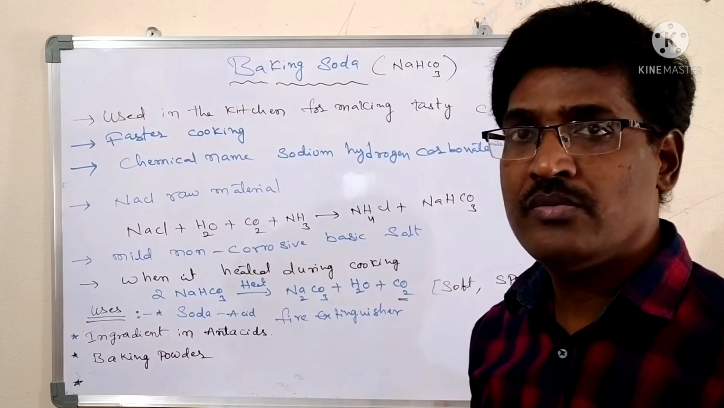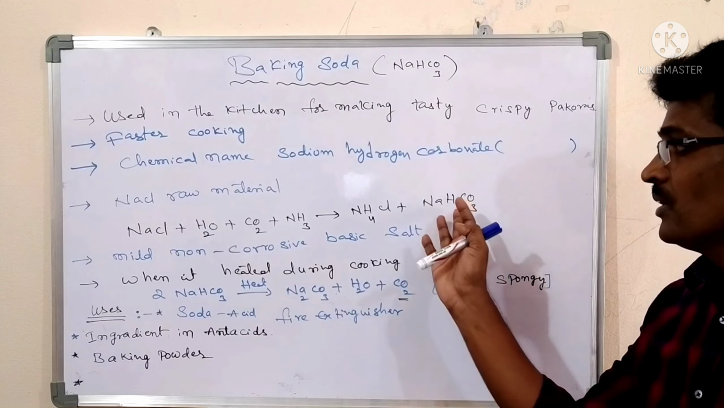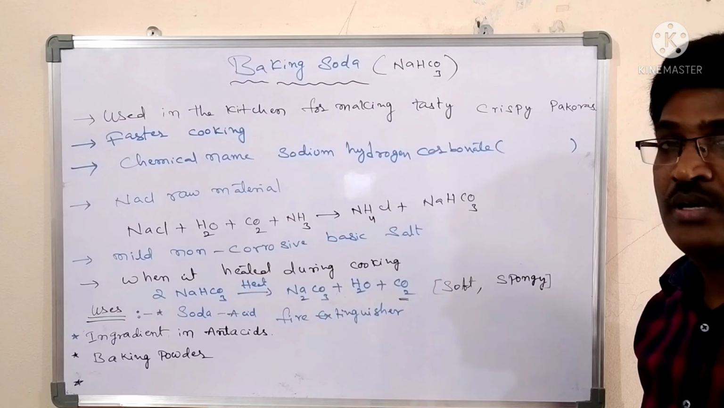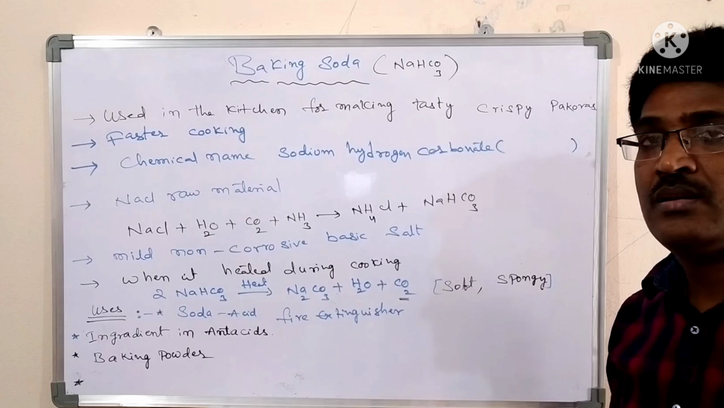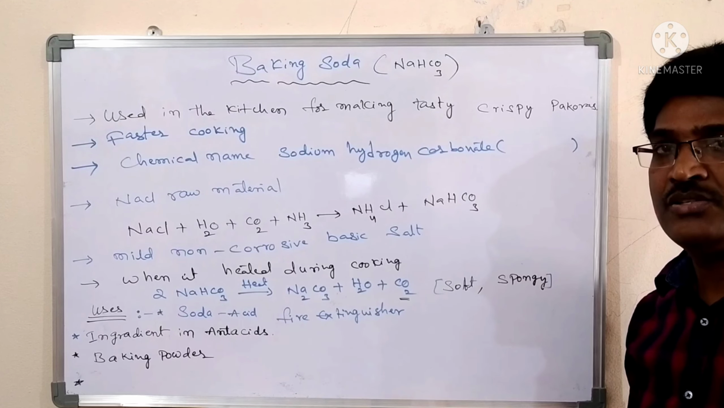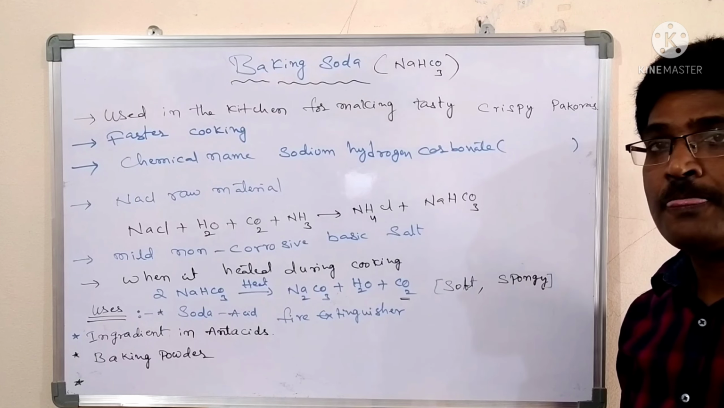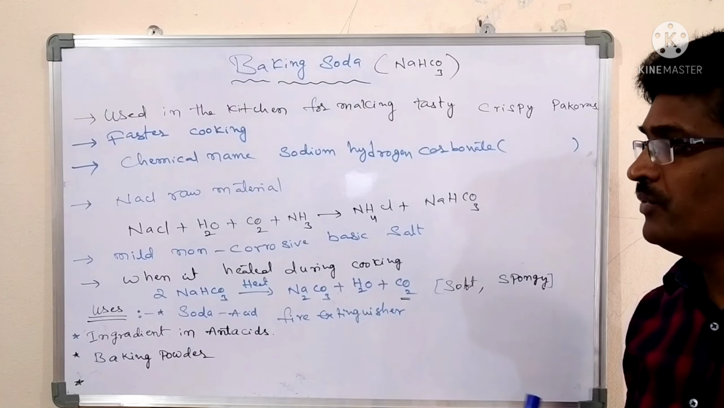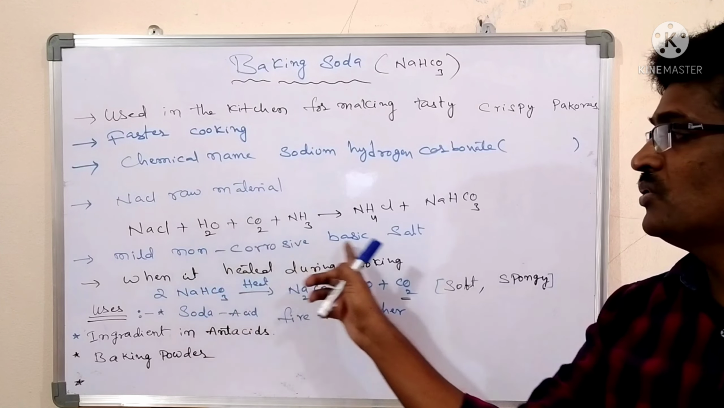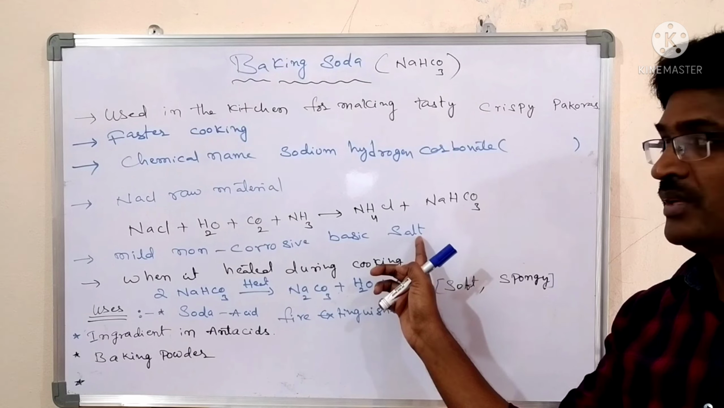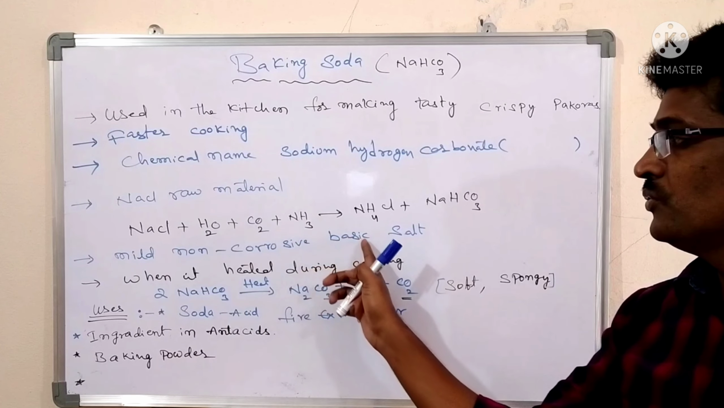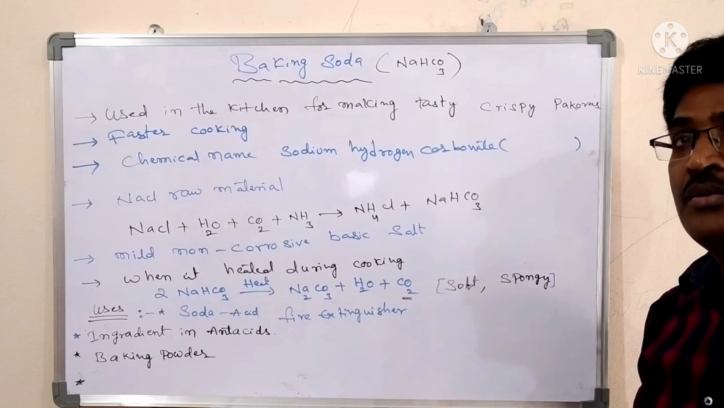Okay, sodium hydrogen carbonate we are calling baking soda. Yes, is baking soda acidic or basic in nature? Yes, by observing with a universal indicator we can find it is a non-corrosive basic salt.